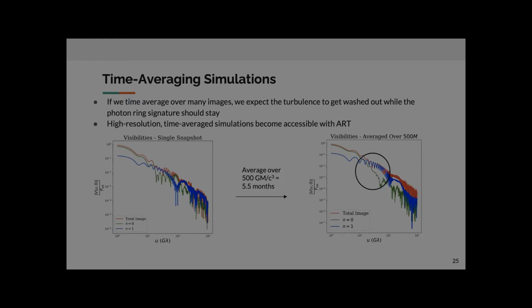And this is important because these kinds of studies tell us the timescales over which accretion turbulence varies in these images, in these simulations. So by studying how long it takes this green curve to be batted down, we can understand the timescales over which turbulence varies in these simulations.